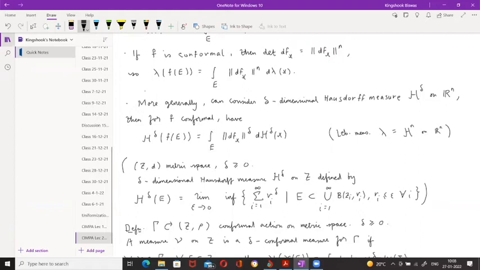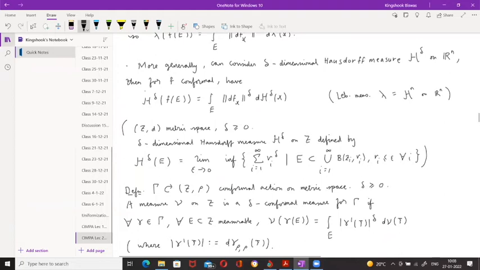So now let me say, what is the Hausdorff measure? This is defined for any metric space. Suppose Z, d is a metric space and delta is a non-negative real number, not necessarily an integer. Then you can define a measure on Z called the delta dimensional Hausdorff measure, H delta. It is defined as follows. For H delta of a set E, you take countable coverings of E by balls, and for each epsilon, you look at all the coverings by balls of E where all the radii of the balls are less than or equal to epsilon.